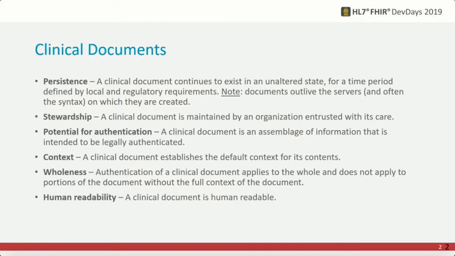So having that ability to have it human readable but also computer processable is key for not only advancing the state of healthcare IT, but also providing a fallback when the technology isn't quite as advanced as you might hope it would be.